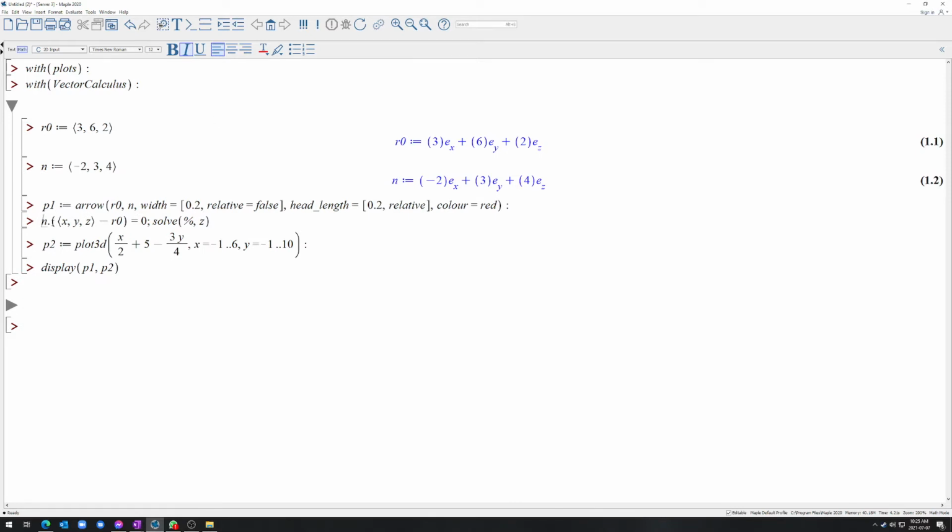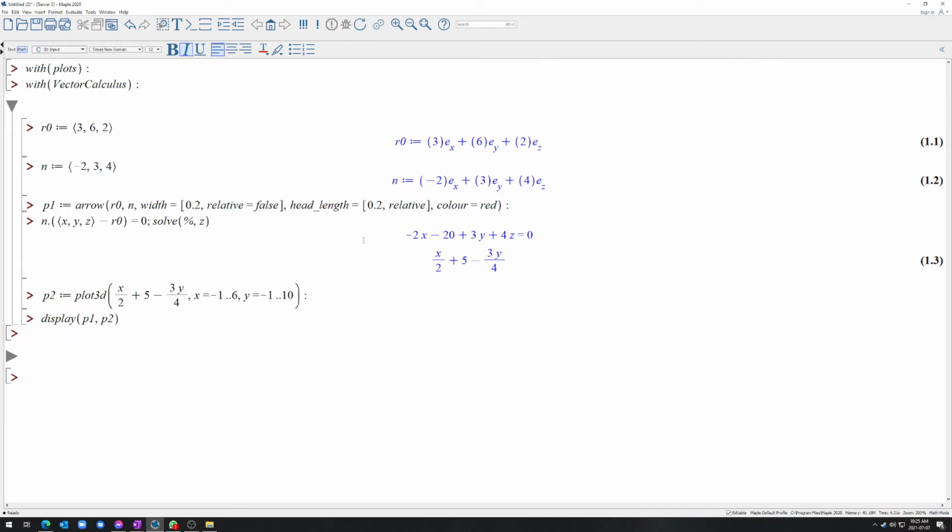Next, we're going to have to plot the plane so that we can visualize this. Now let's take a look at the vector form first. n dot r minus r0 equals 0. Now the vector r I've just put in here manually as x, y, z. Now I've got a semicolon, so I can do a second command, and I'm just going to solve that in vector form for z, so I get the scalar form of the equation. Now you can see there is the dot product. That'll give us a scalar form right away because Maple will perform that dot product for us. And if you solve that for z, then z is equal to x over 2 plus 5 minus 3/4 y. That is how we will plot the plane.